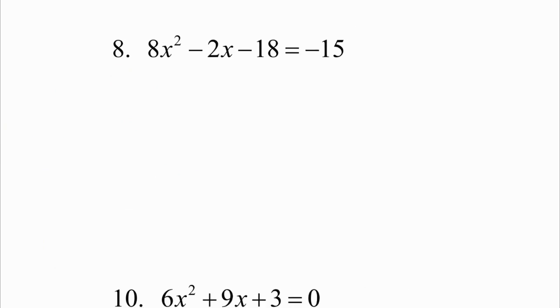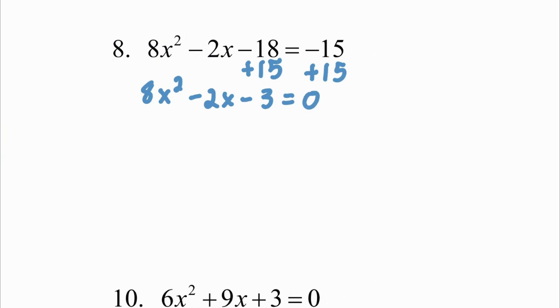Alrighty, so again, it's not set equal to 0, so we need to do that first. So we're going to add 15. If it's not set equal to 0, it's going to make your life really, really hard. So when we add 15, this will turn into a minus 3. And I'm adding it to that 18 because those are the like terms. So now I can go ahead and put this into the box.